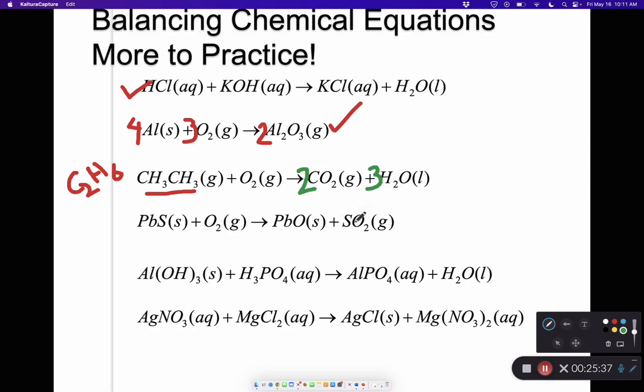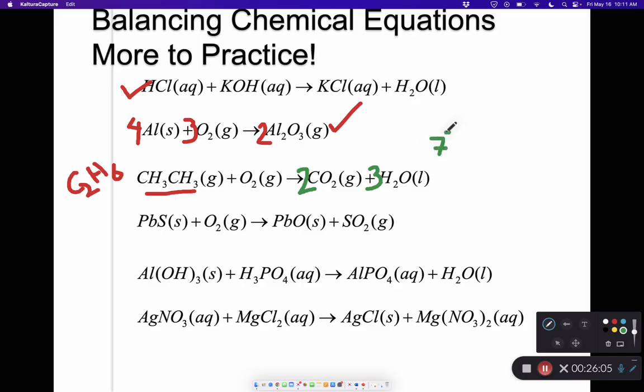Sometimes students just do this and then they think everything is balanced and they leave it. Don't leave it. You are not done yet. You have to look for oxygen too. And for oxygen, you have 2 on the left. You have 2 times 2, 4 plus 3. So you have 7 on the right hand side.